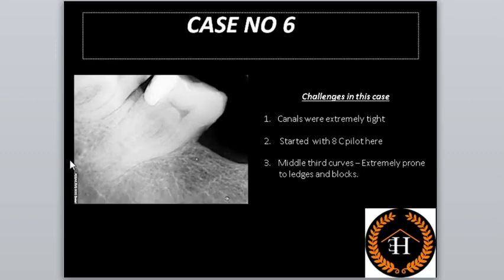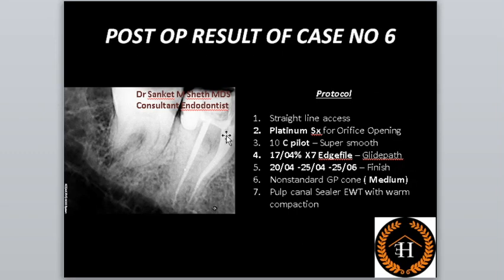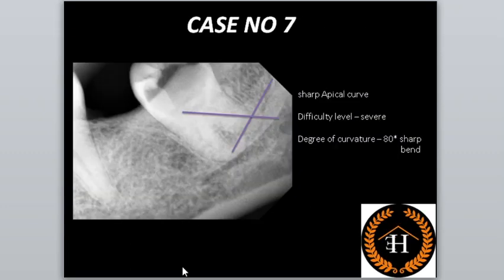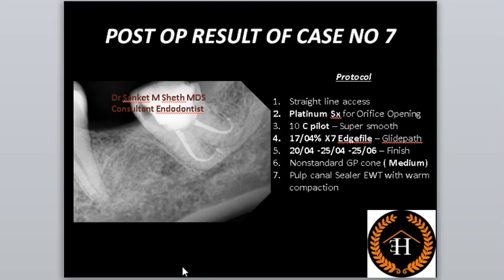Extremely tight lower 7. I took more than 1 hour for this particular case, 1.5 hours maybe. Middle third curve, extremely prone to ledges and blocks, and this is how we got the result using a simple standard protocol. Sharp apical curve, both mesial and distal, almost 80 degrees sharp bend, and this is what we got. Here the important thing is to get the number 10 super smooth. Once you get that, these files follow very easily.